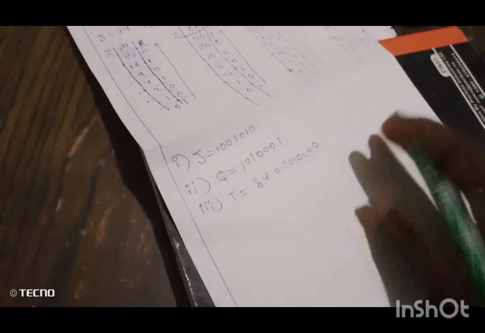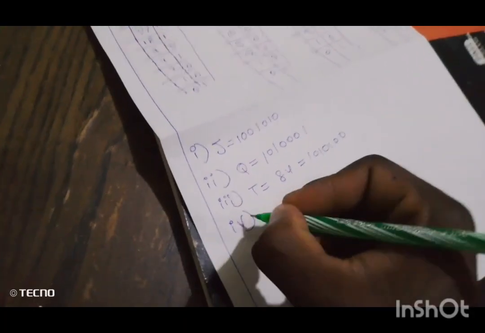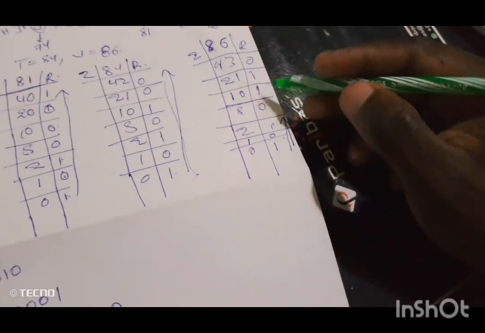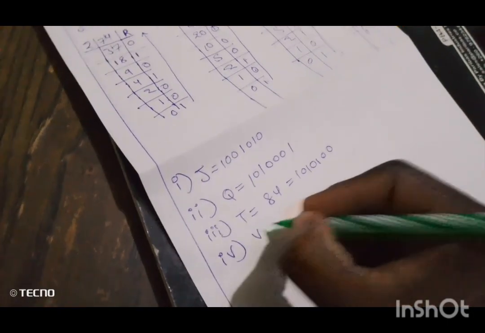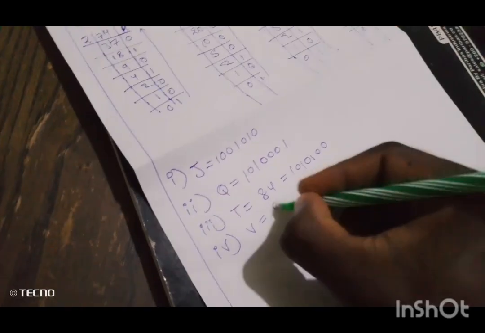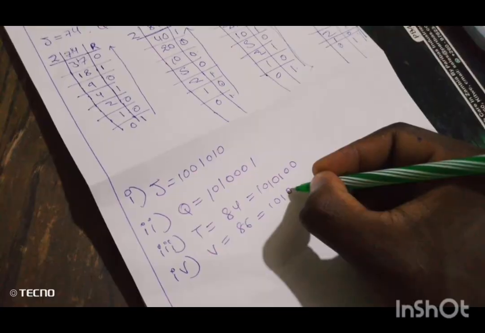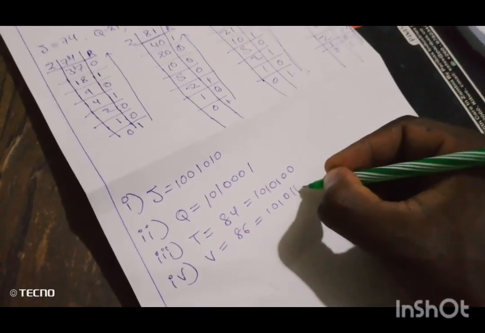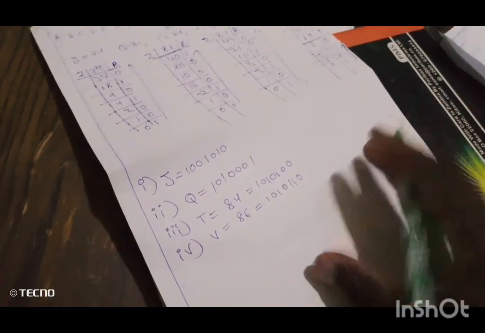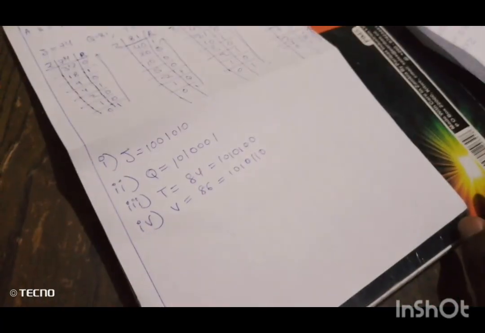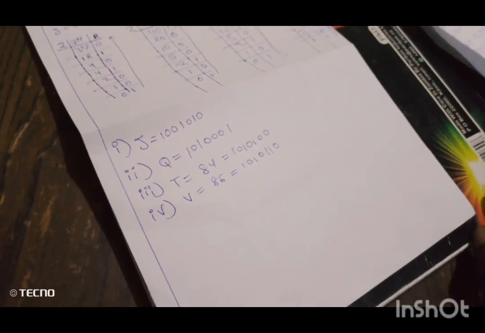Okay, and the last one in this case was 1010110. That was V, which was 86. 86 meant 1010110. It meant that. So that is the end of question B. That's how it was supposed to be answered, and you have it for the 4 marks.